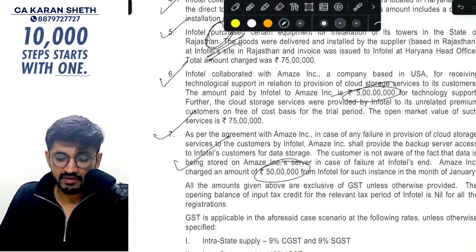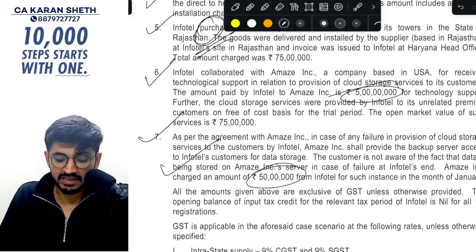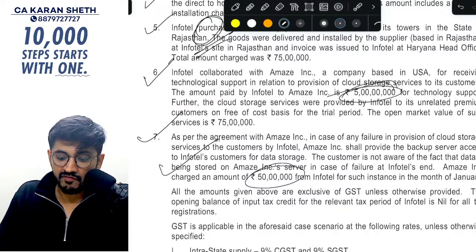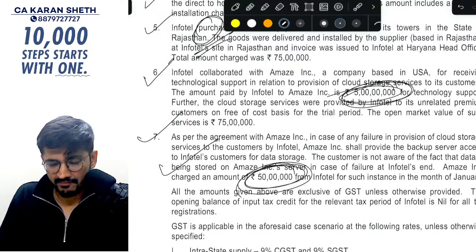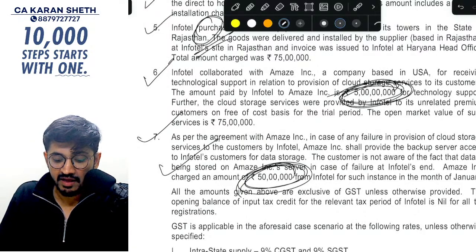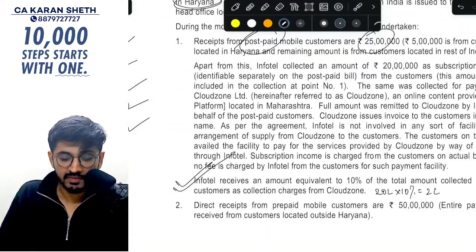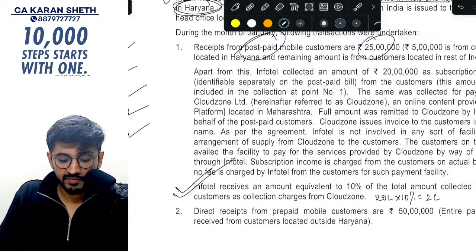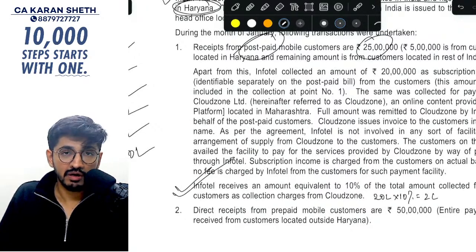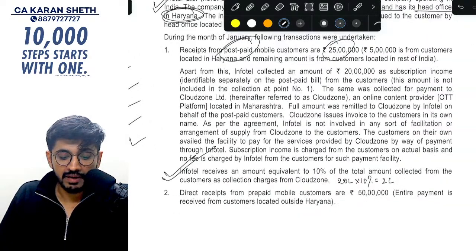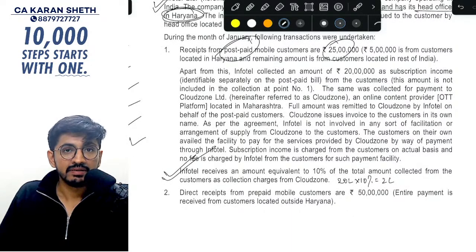Now understand, my dear friends, what I'm trying to talk about is that there is 5 crore worth of payment and 50 lakh worth of payment. That is 550 lakhs, 5 crore plus 50 lakhs out here. That needs to be taken into consideration, right?